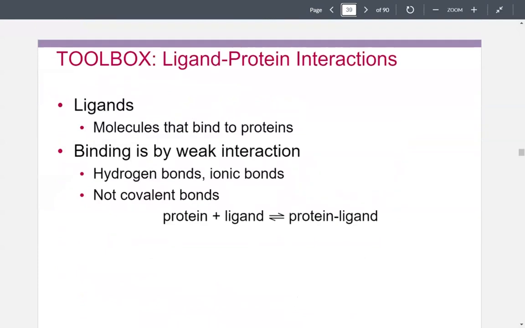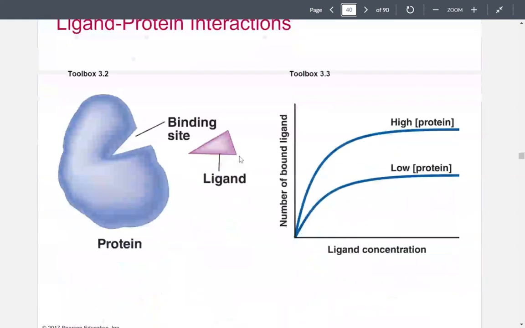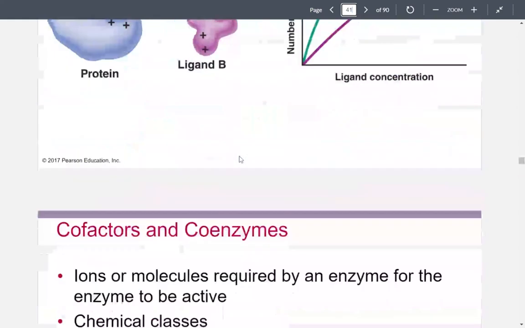Ligand protein interactions would be an example of this. Ligands are molecules that bind to protein. It's a weak ionic interaction, though. There are no covalent bonds involved. It would look something like this. So don't worry about this for the test.